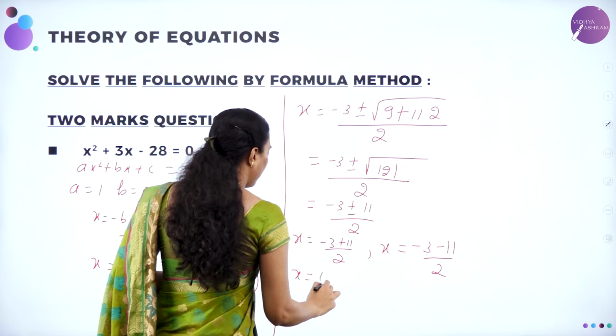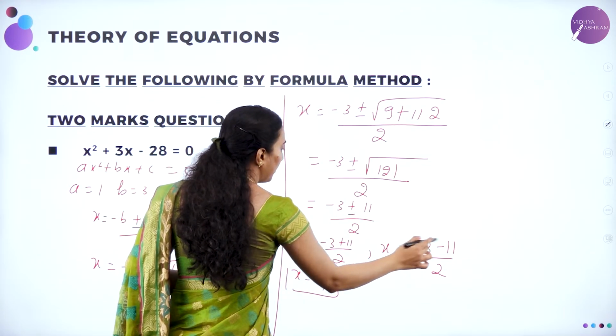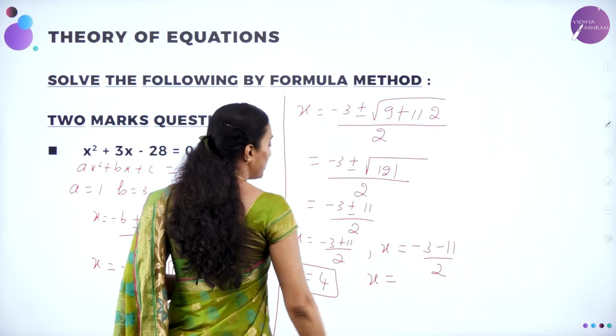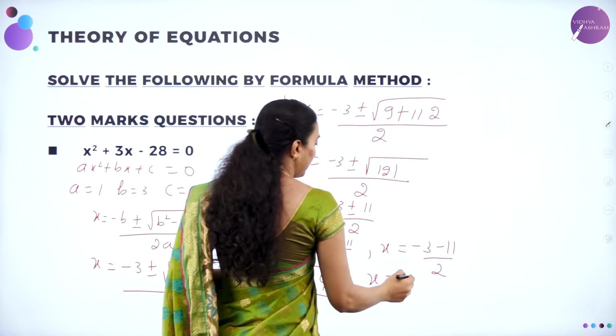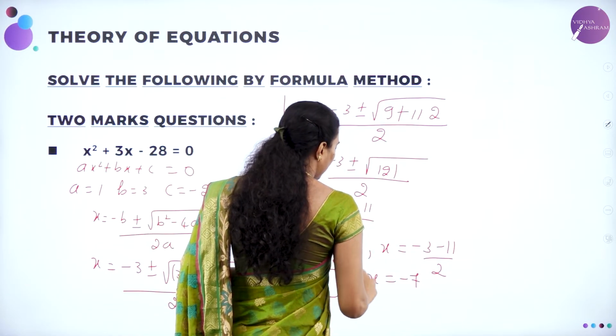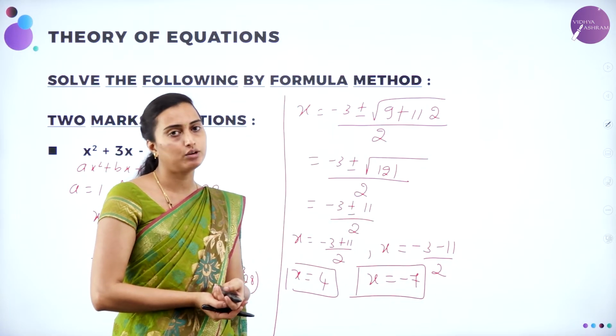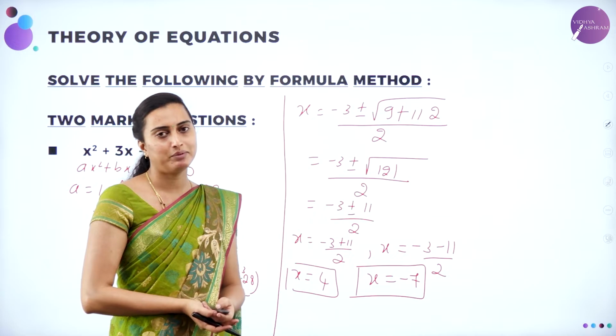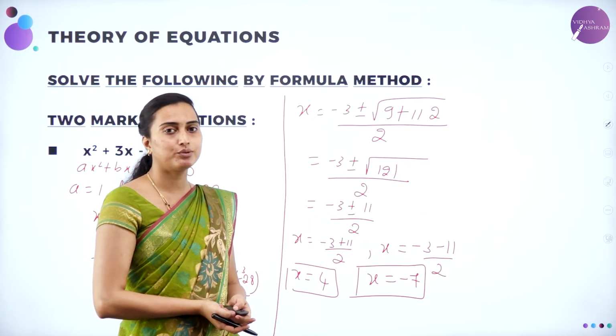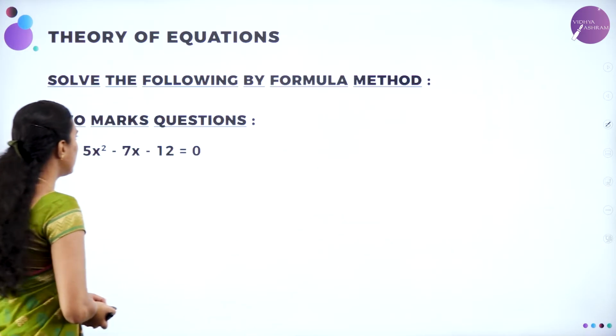8 by 2 is 4. Again minus 3 minus 11, which will be minus 14. Minus 14 by 2 is minus 7. So x is equal to 4 and x is equal to minus 7 are the roots by the formula method. I hope you got how to solve this. We'll move on to the next question.